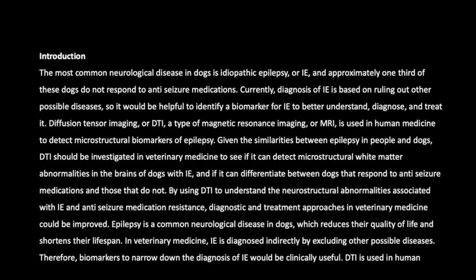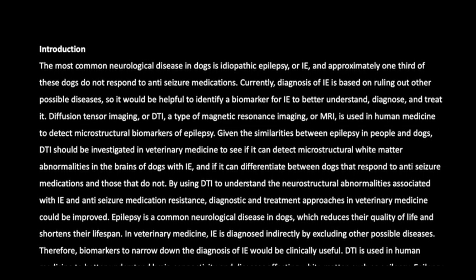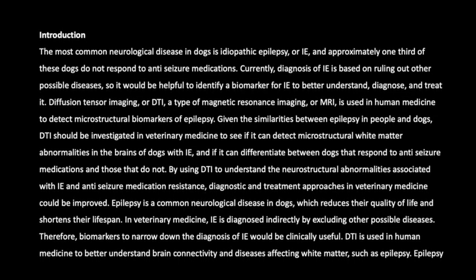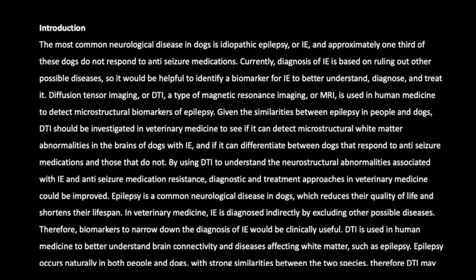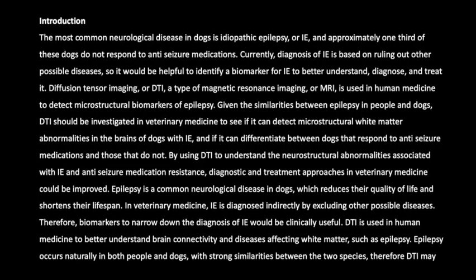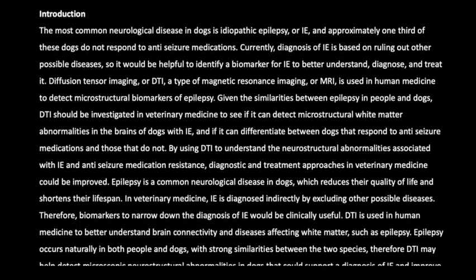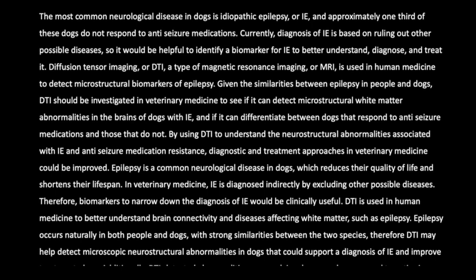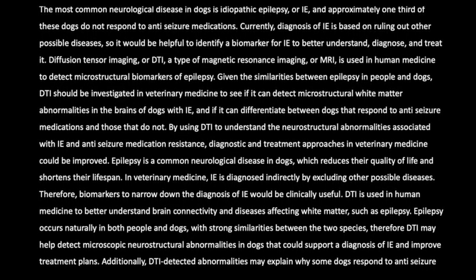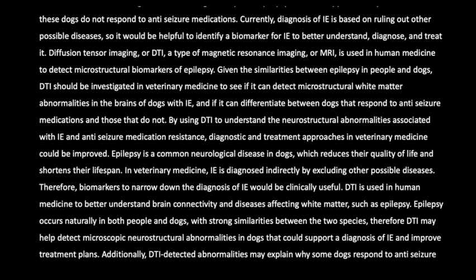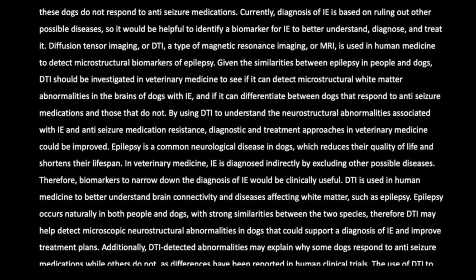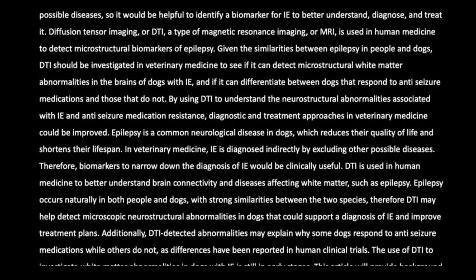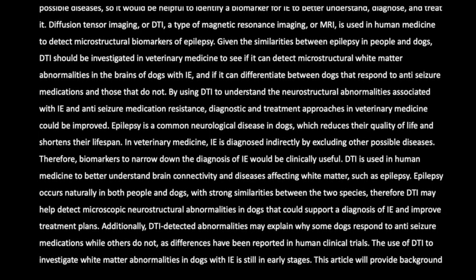Diffusion Tensor Imaging, or DTI, a type of magnetic resonance imaging, or MRI, is used in human medicine to detect microstructural biomarkers of epilepsy. Given the similarities between epilepsy in people and dogs, DTI should be investigated in veterinary medicine to see if it can detect microstructural white matter abnormalities in the brains of dogs with IE, and if it can differentiate between dogs that respond to anti-seizure medications and those that do not. By using DTI to understand the neurostructural abnormalities associated with IE and anti-seizure medication resistance, diagnostic and treatment approaches in veterinary medicine could be improved.